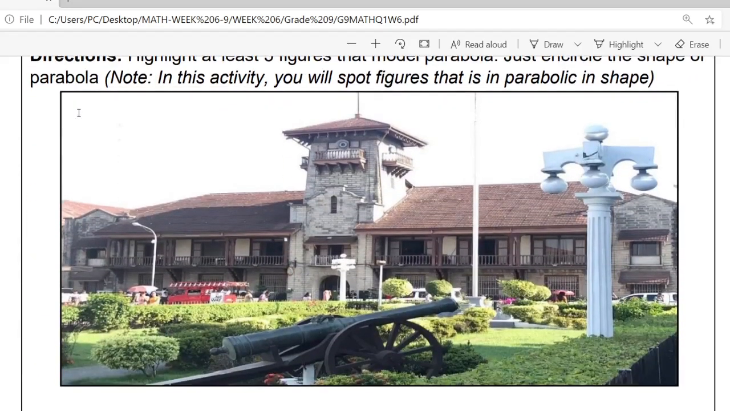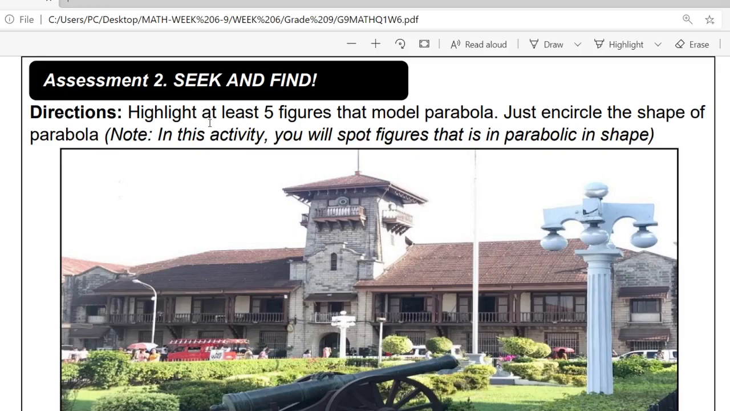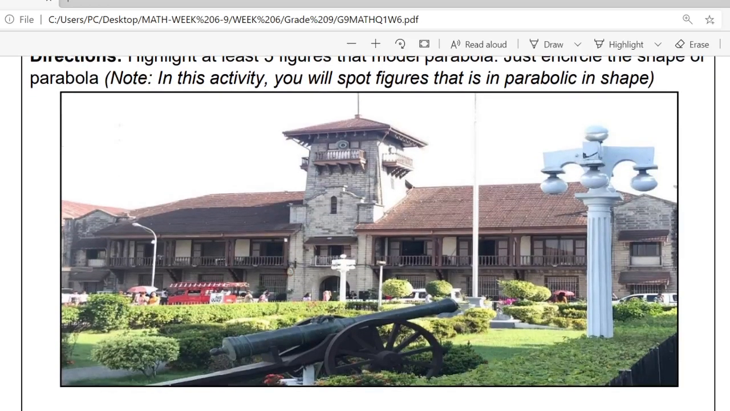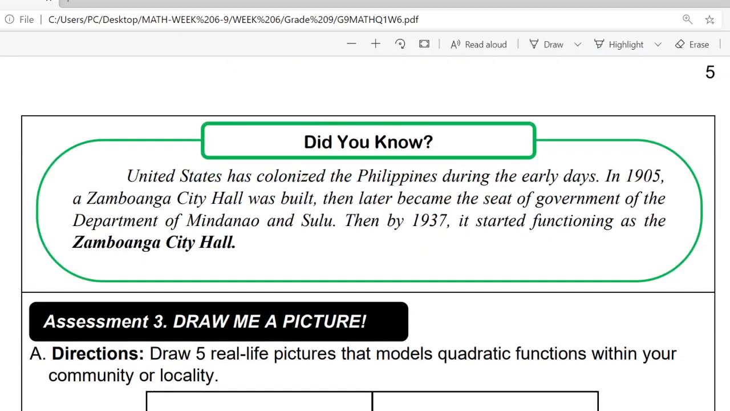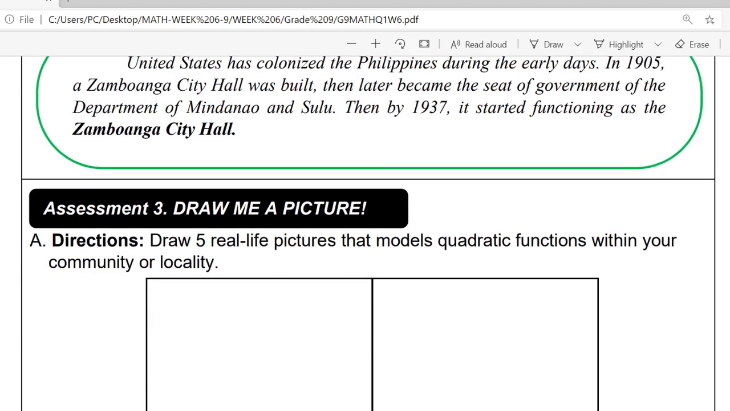Next, assessment 2. Highlight at least 5 figures that model a parabola. Just encircle the shape of the parabola in this picture. Kahit ano dyan na makikita nyo, it's like a parabola, just encircle the shape. So a lot of shapes there, you just encircle. Okay. Next. Okay, here.